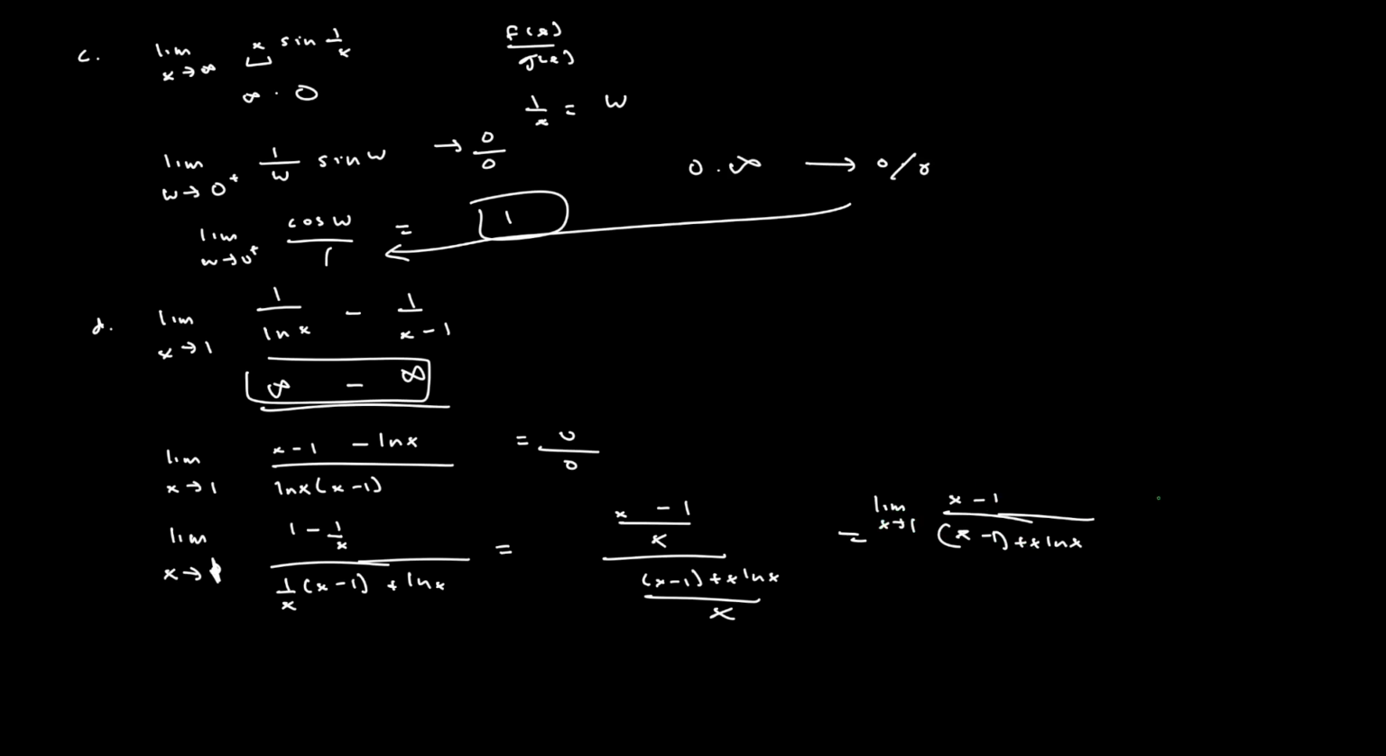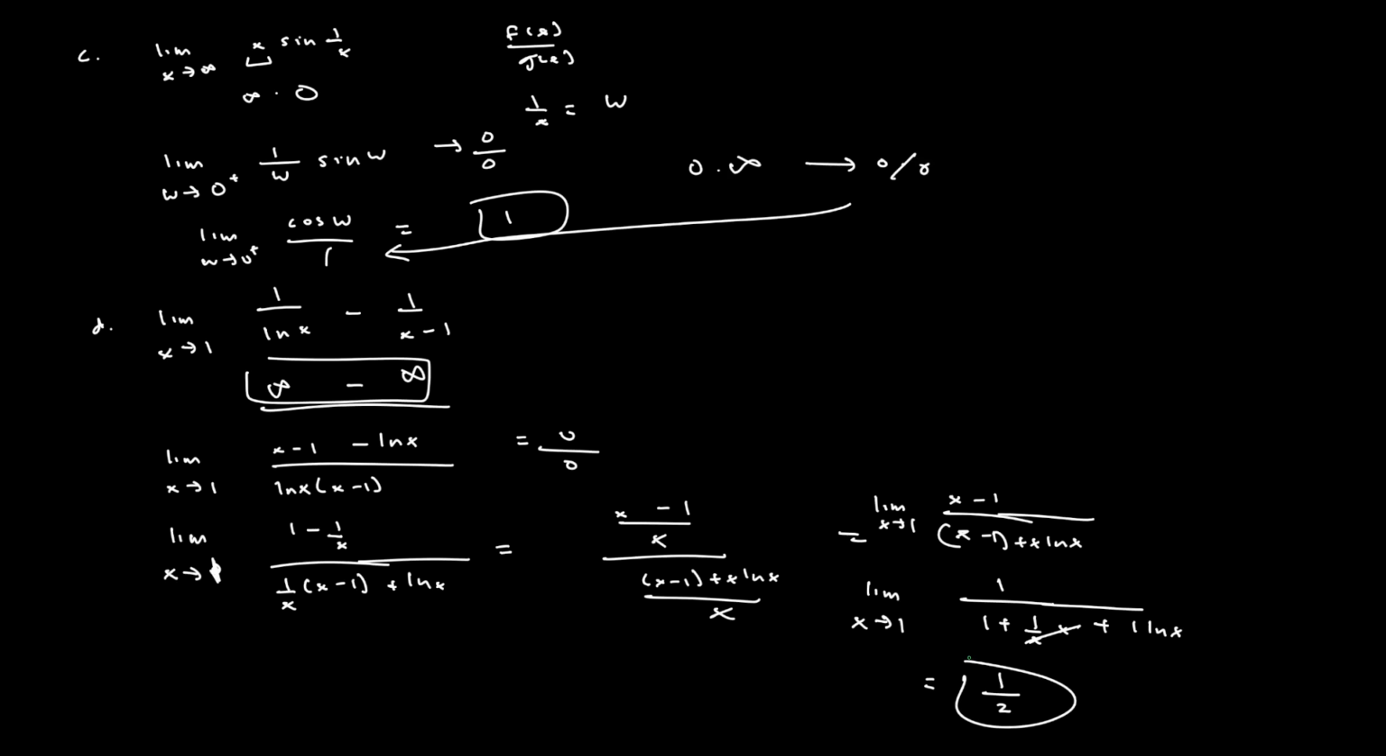And so we have to take the derivative of both sides, so that's the same thing as the limit as x tends to 1 of 1 divided by (1 plus (1 over x) times x plus 1 times ln x). And now this becomes 1 as well, so this is equal to simply 1 over 2. So that was the indeterminate form of infinity minus infinity.